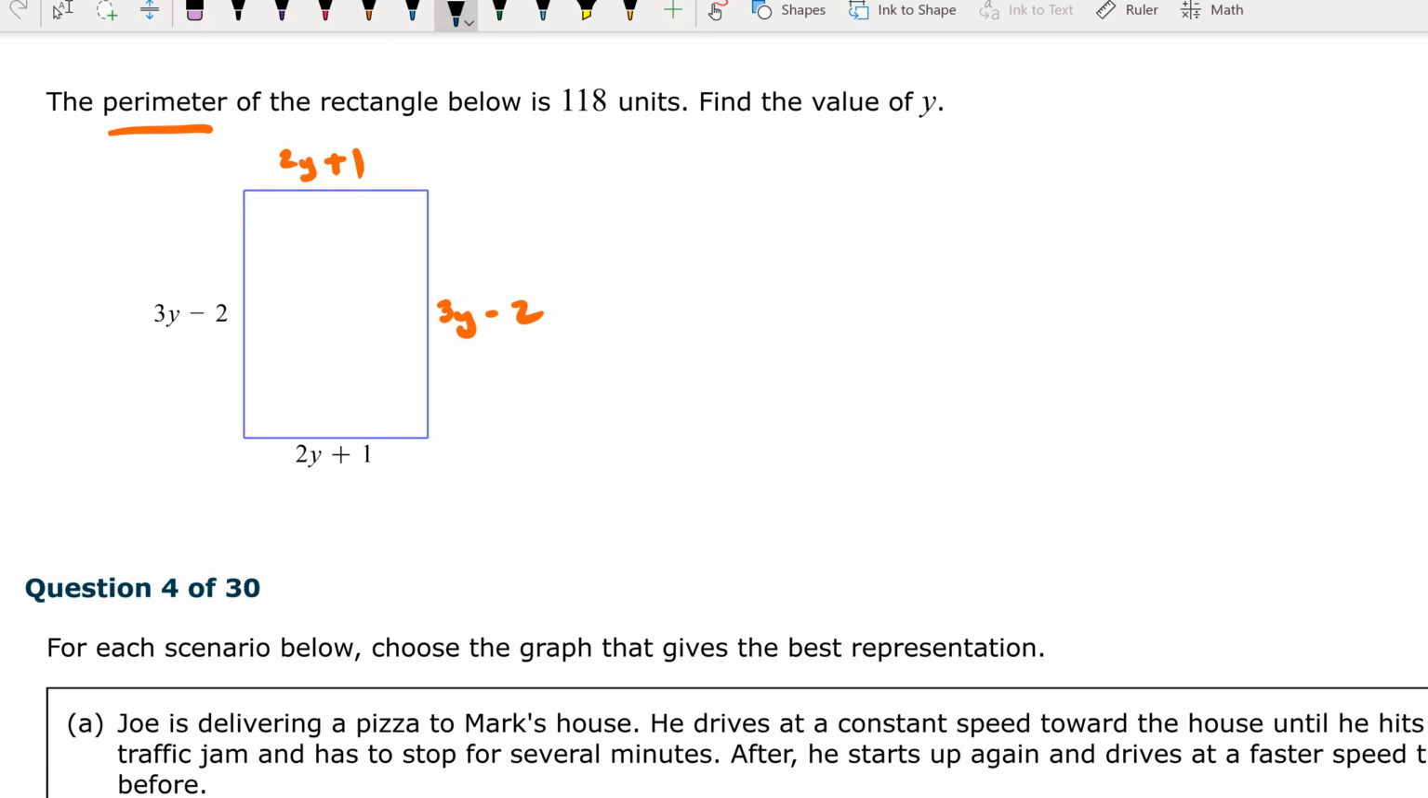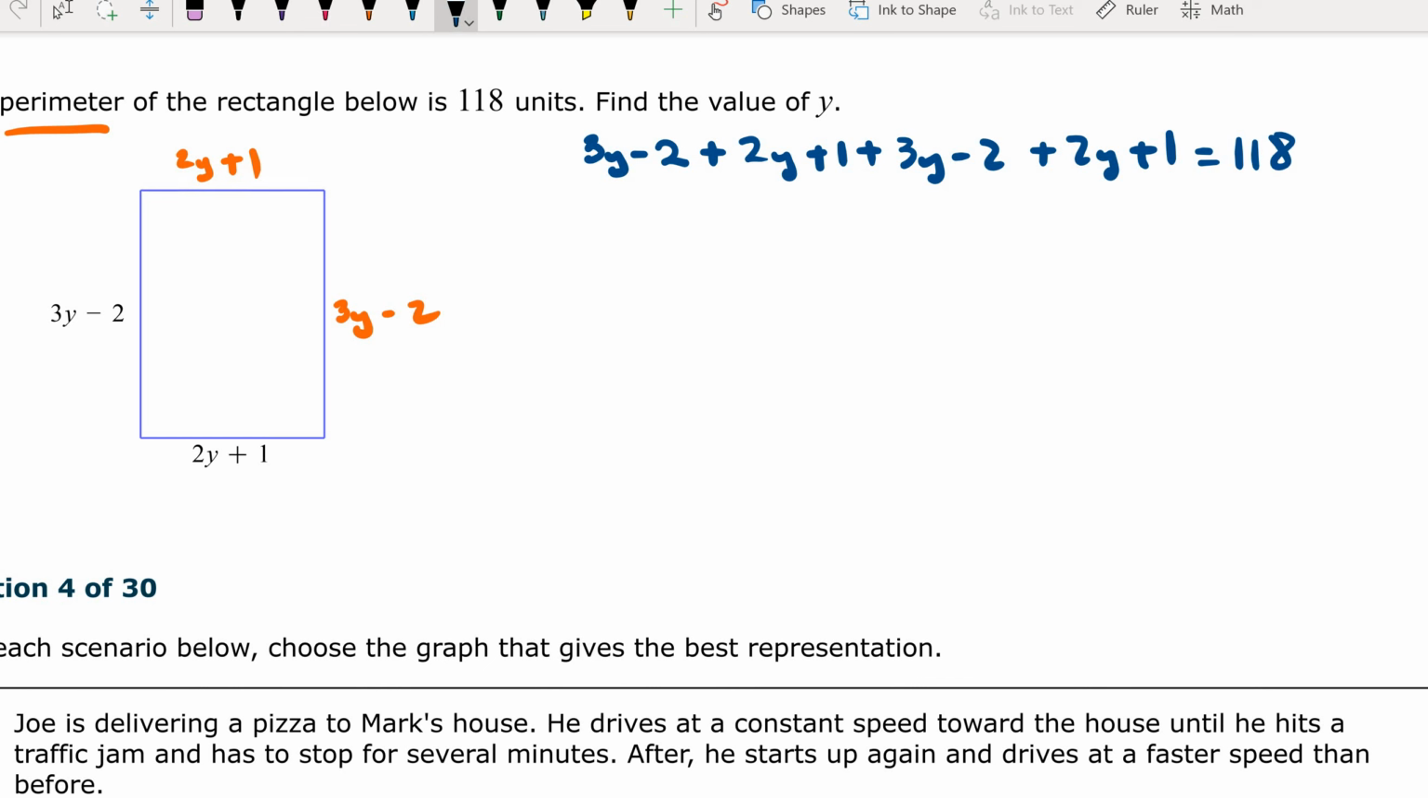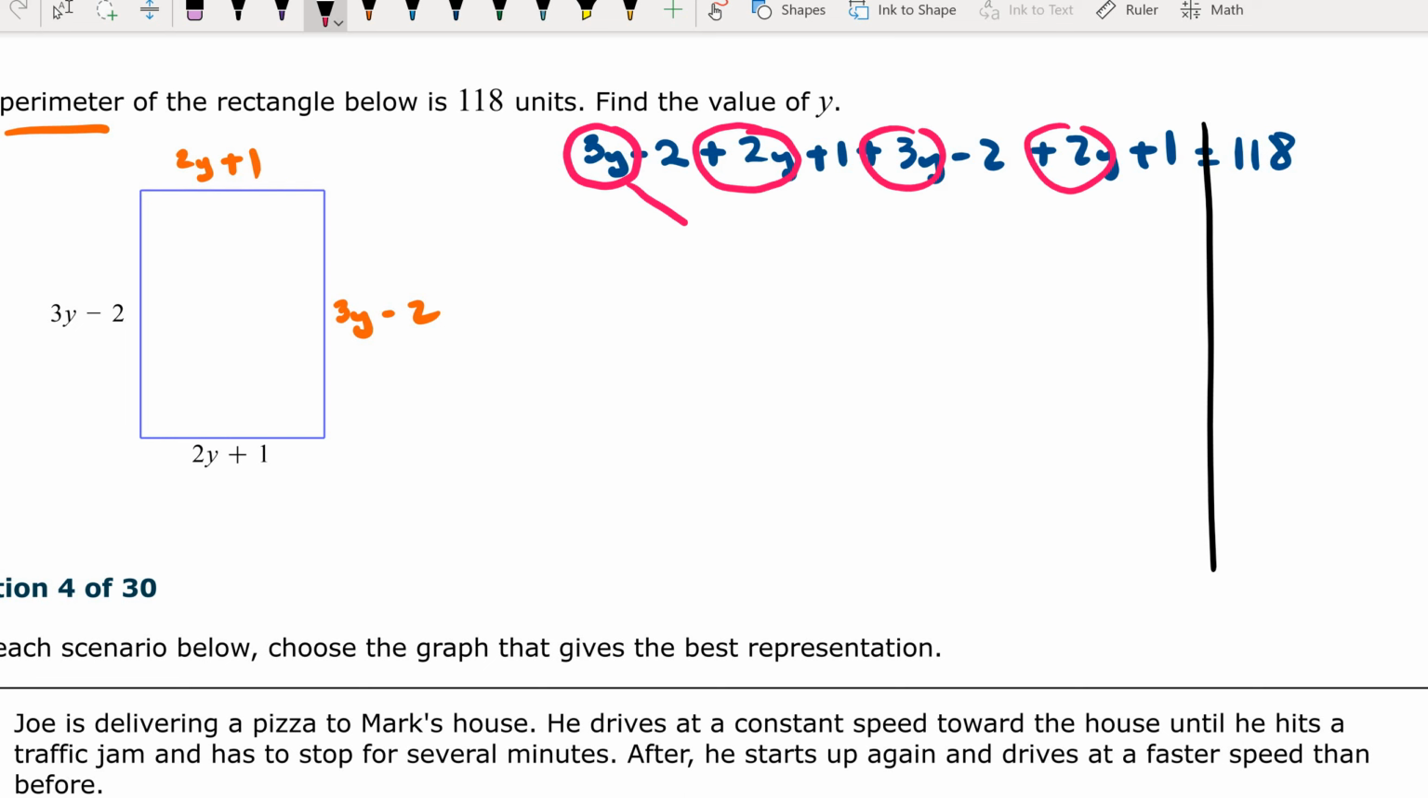So the other side will be 3y minus 2 as well. Perimeter is the sum of all sides. So we're going to add them all up. 3y minus 2 plus 2y plus 1 plus 3y minus 2 plus 2y plus 1 equal to the perimeter, which is 118. Okay, we're going to solve for y. So the first thing we're going to do is combine like terms. We have 3y with 2y with 3y again and 2y again. So all together that will give you 10y.